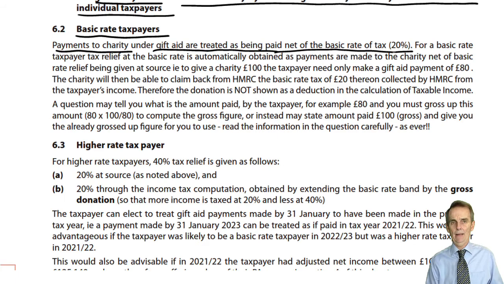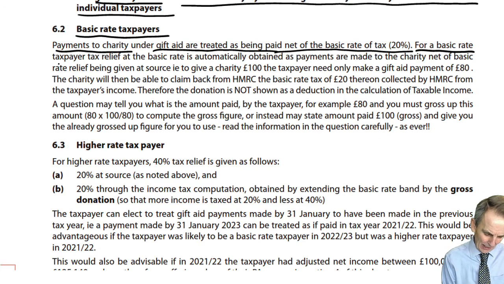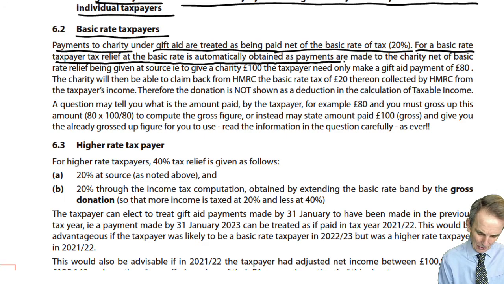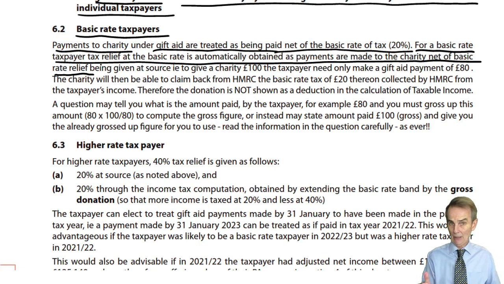You must have at least sufficient taxable income equal to the amount of the contribution to charity that you're making. So you have to be a basic rate taxpayer, and that will be the case in any exam question that you get. For a basic rate taxpayer, tax relief at the basic rate is automatically obtained as payments are made to the charity net of basic rate relief. You know the basic rate of tax is 20%.